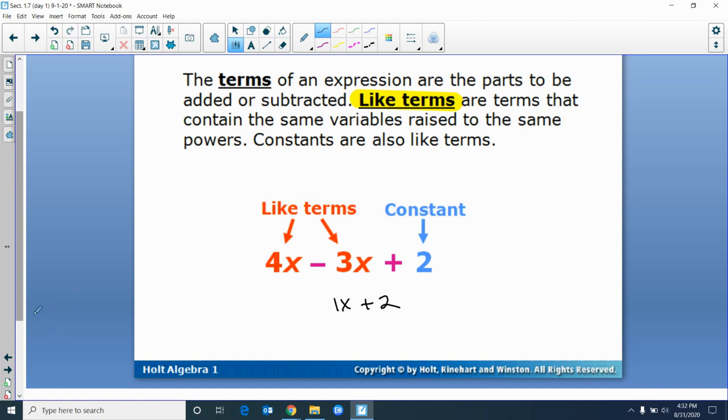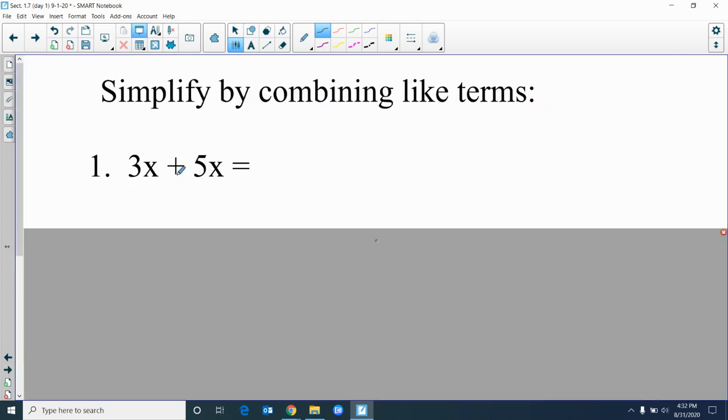Now here's what we want to do. Here we want to be able to simplify like terms. So like I said earlier, 3x plus 5x. That's just what? 8x.